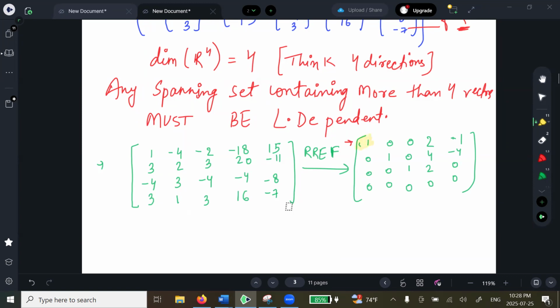Top left, I have a 1, go down and right. I got a 1, that's my pivot. Go down and right. I have a 1, that's my pivot. Go down and right, no 1. So I only have 3 columns with a pivot. The columns that correspond to the pivot entries will be my basis. The rest is extra. So the basis for the subspace is the columns that have the pivot.